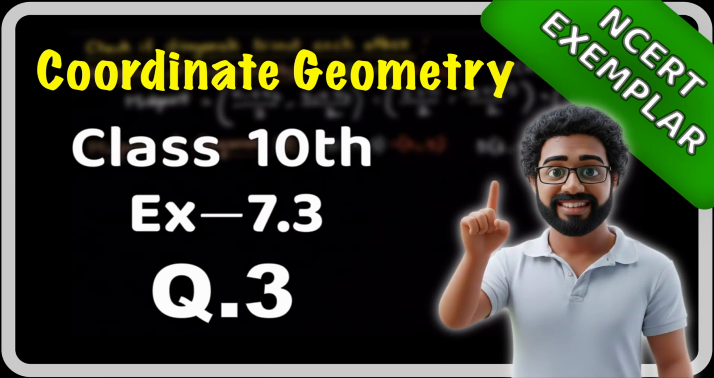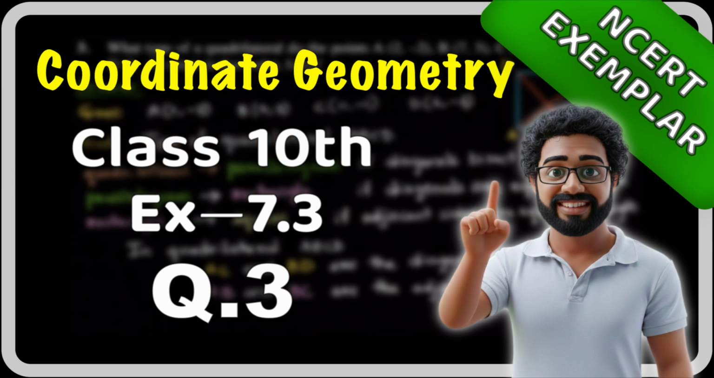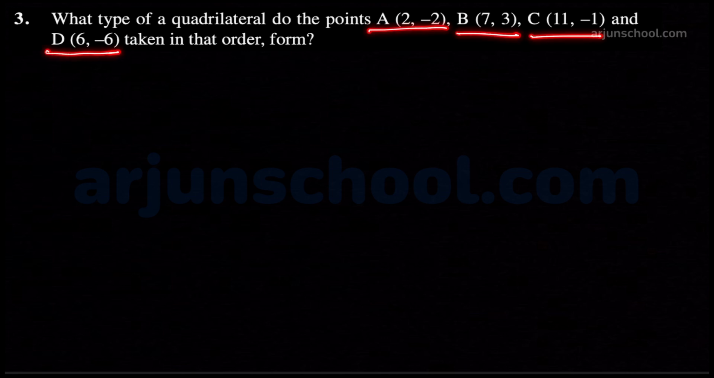NCERT Exemplar Solutions, Class 10, Maths, Chapter 7, Exercise 7.3, Question 3. What type of quadrilateral do the points A (2, -2), B (7, 3), C (11, -1), and D (6, -6), taken in that order, form? Let us find the answer.